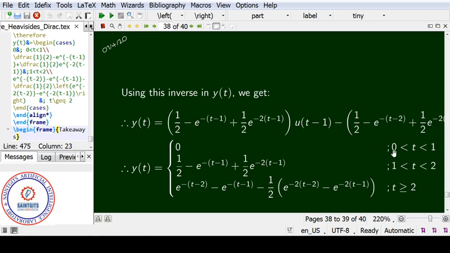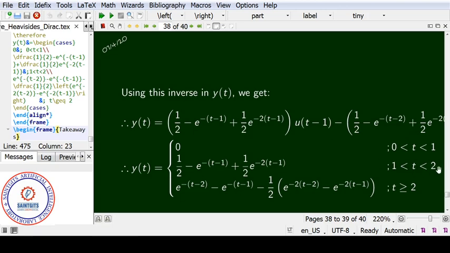So I choose when 0 less than t less than 1, what happened? Here t is less than 1, that means t minus 1 is negative. So it goes to 0. 0 into this part 0. Again minus. Along with this term we have u of t minus 2 here. When t is less than 1, u of t minus 2 is 0. So this term also goes to 0. So 0 plus 0, 0.